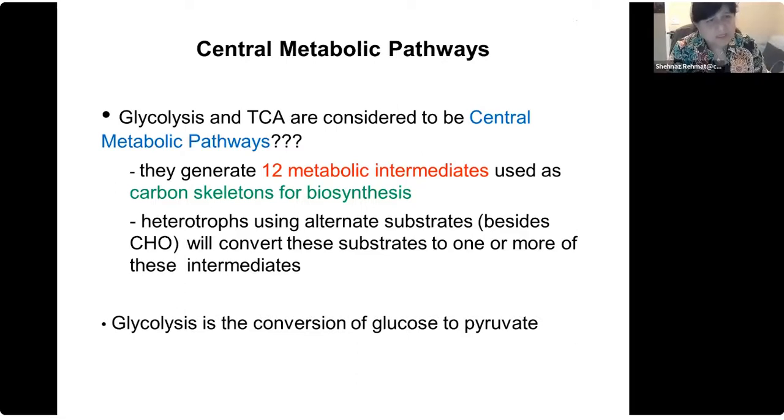So definitely our central metabolic pathways become very important in terms of different types of microbes which can metabolize some fancy substrates, but they will eventually merge somewhere into the central metabolic pathway. So the word glycolysis, if you think of it, is nothing but to convert glucose to pyruvate. Glucose is a 6-carbon compound. It's going to be converted to a 3-carbon compound. So the term glycolysis is just breakdown of a 6-carbon compound into two 3-carbon compounds.